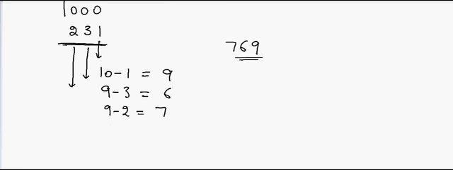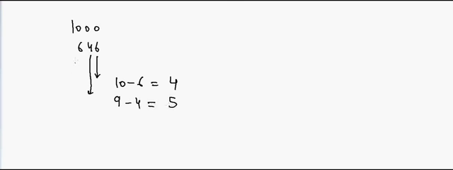Again, if I have 1000 minus 646, in that case I'll take the 6. 10 minus 6 is 4, then I take the 4, so 9 minus 4 is equal to 5, and then I take the 6, so 9 minus 6 is equal to 3, so the answer is 354. This method can be very helpful if we are in an exam or doing day-to-day calculation.